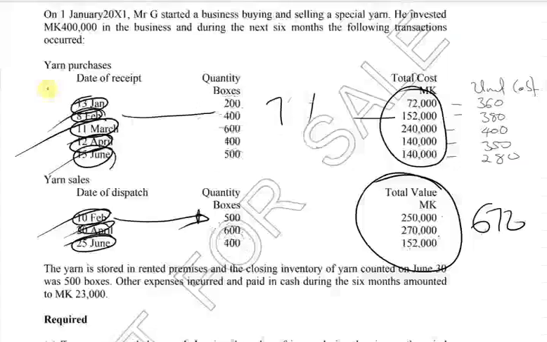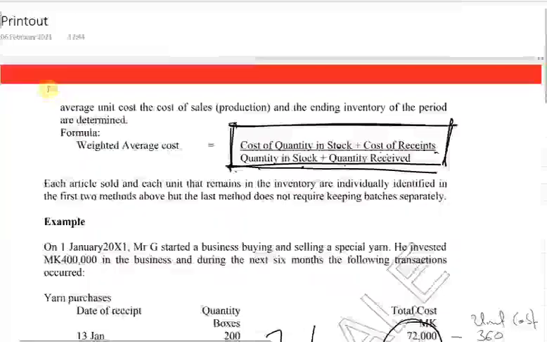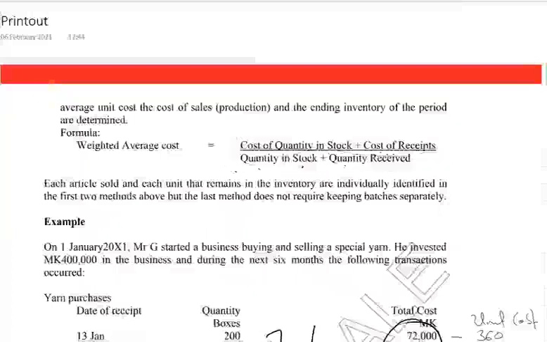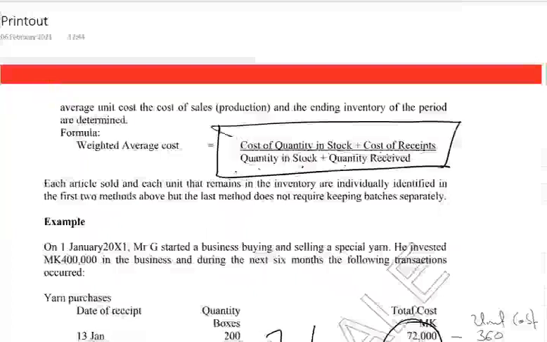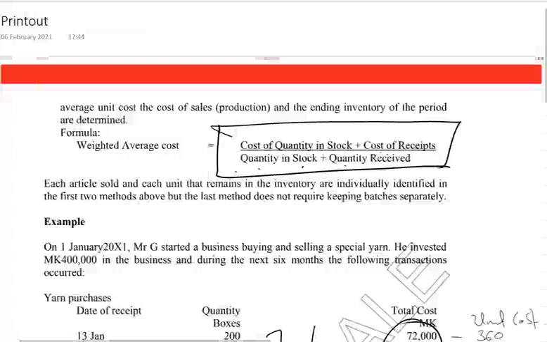The new weighted average will be calculated using this formula. We're saying cost of quantity in stock, that means in stock, what is the value of stock right now, plus the cost of receipt, whatever you have bought, the new consignment, how much does it cost, over quantity in stock. So we're saying how many items are in stock right now, plus the quantity that you have received right now. If you divide, you will find the weighted average. So whenever there's a new purchase, a consignment, we will have to calculate a new weighted average.